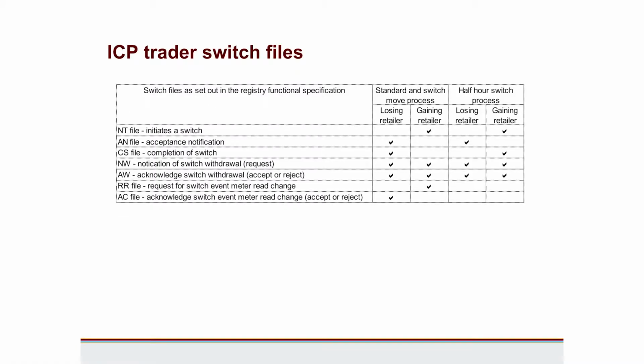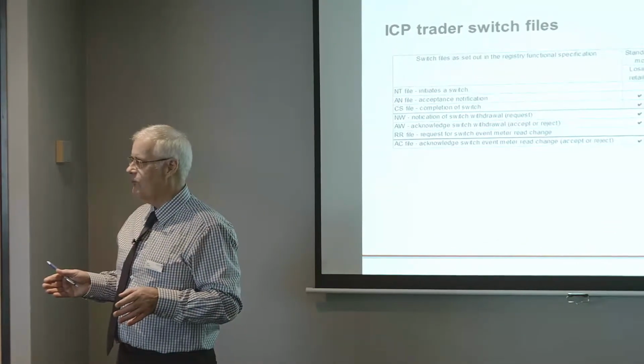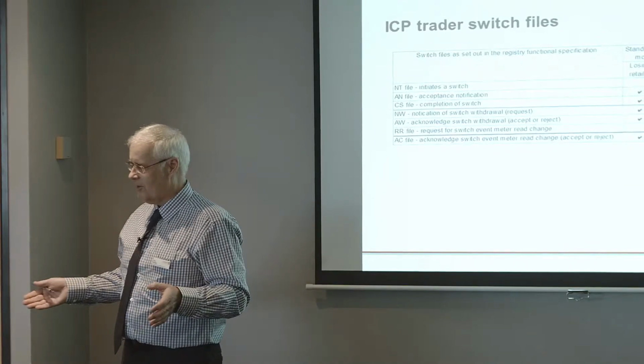So, we said about switching. I've put the names of switch files here because we have legacy names that we apply to switch files. We have an NT, we have an AN, a CS, an NW, an AW, an RR, and an AC. So I've said here what each one means. Now, the average switch in New Zealand may take about 4 to 5 switch files. Thank your lucky stars you're not in Australia, because it's about 42 switch files to complete a switch.